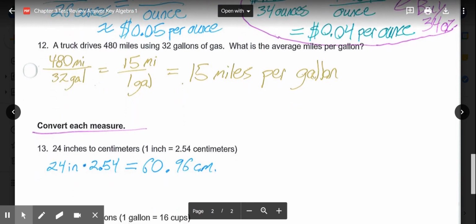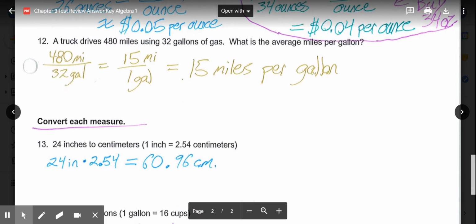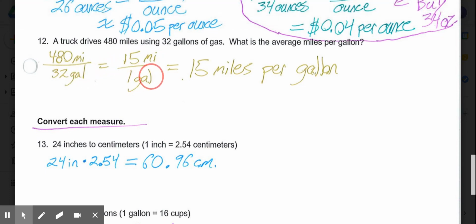Then we get to 12. It says a truck driver is using 480 miles uses 32 gallons of gas. What is the average miles per gallon? And that tells us how we need to divide. Miles per gallon, the word per is our division sign. So we would have miles divided by gallons. So 480 miles divided by the 32 gallons gives us 15 miles per 1 gallon.